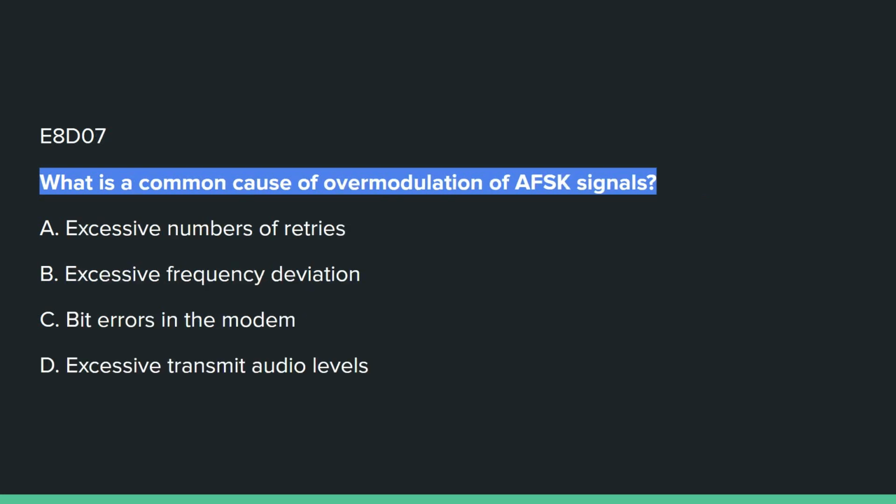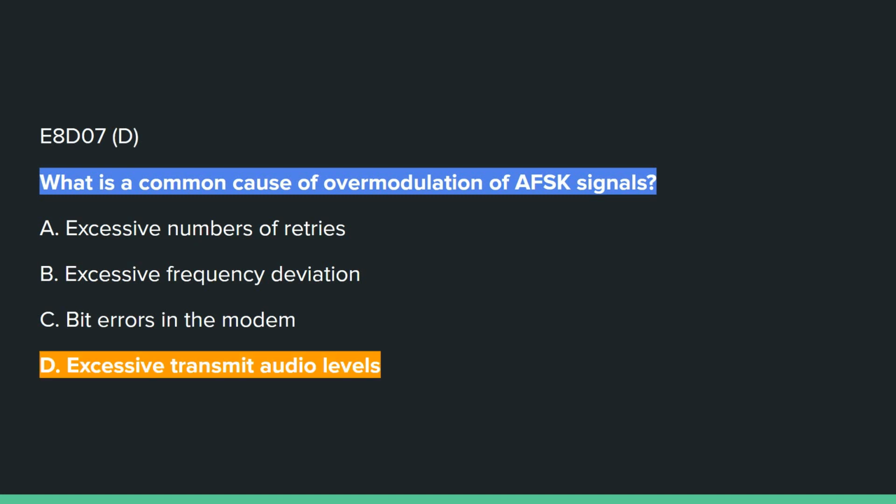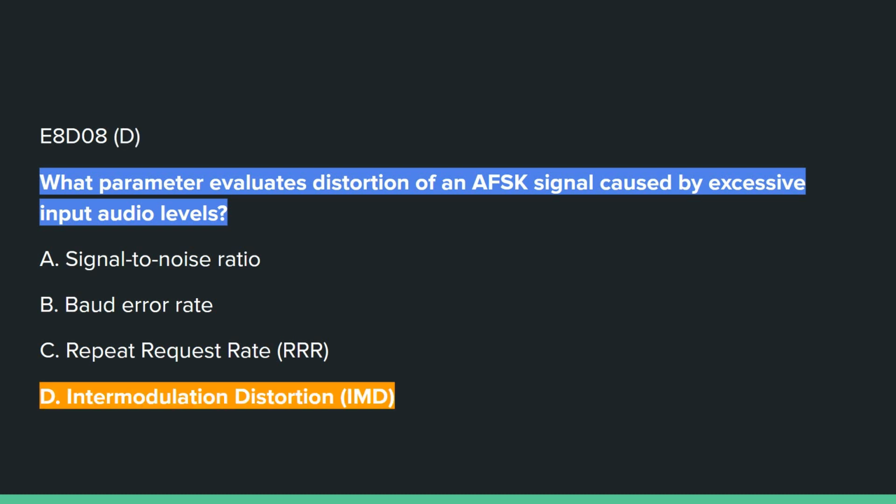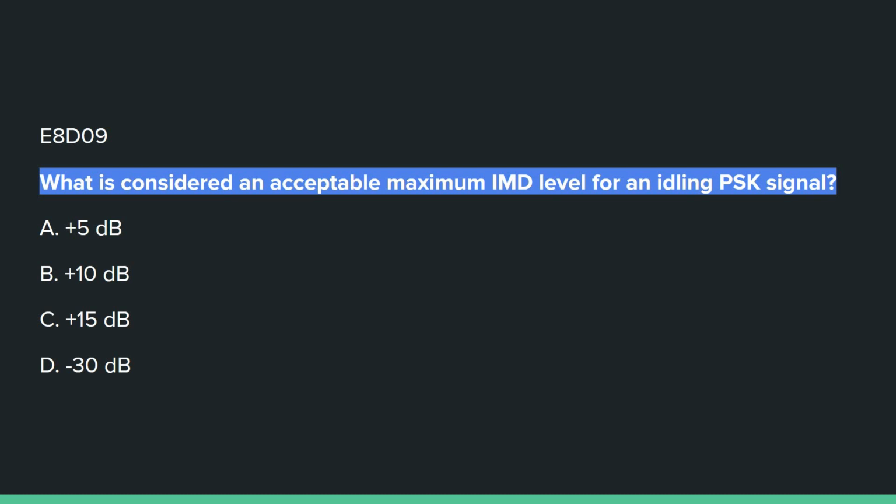E8D07, what is the common cause of overmodulation of AFSK signals? D, excessive transmit audio levels. E8D08, what parameter does distortion of an AFSK signal caused by excessive input audio levels affect? D, intermodulation distortion. E8D09, what is considered an acceptable maximum IMD level for an idling PSK signal? That's D, negative 30 dB.